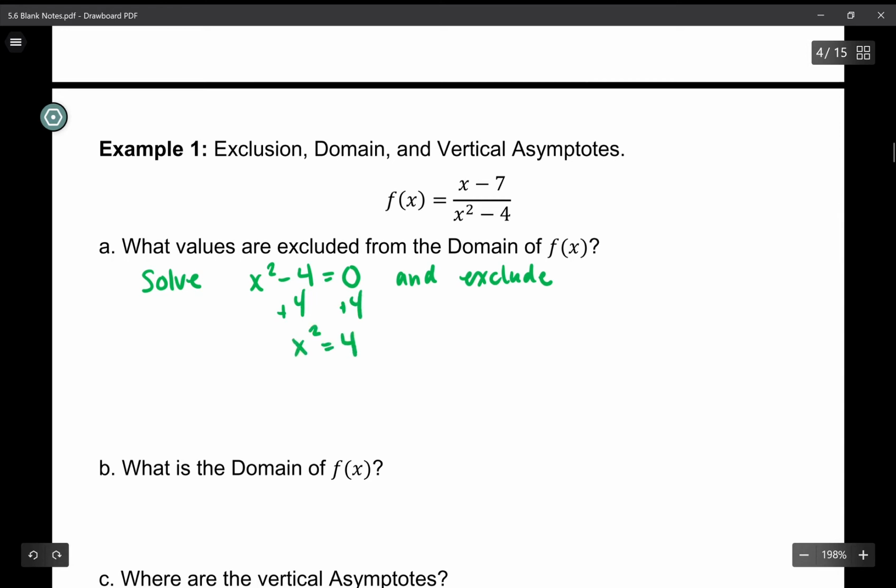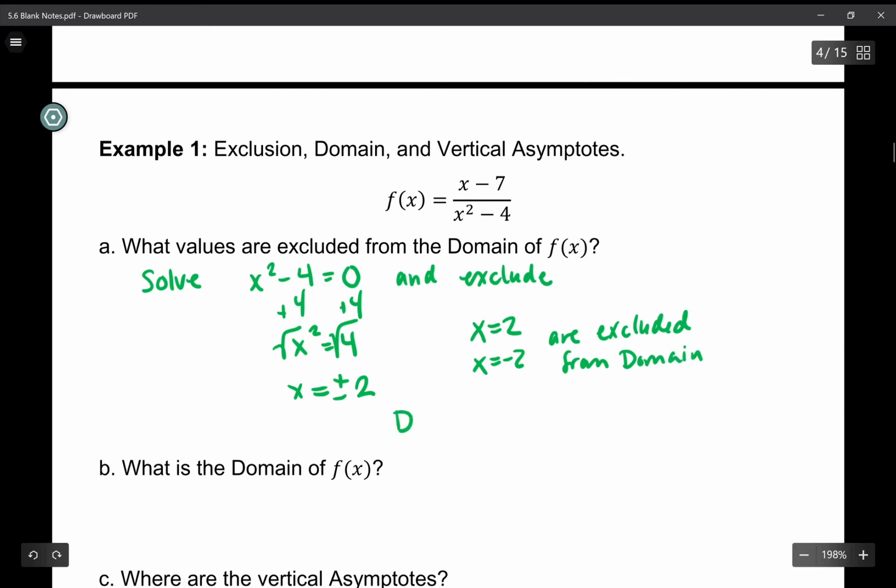And remember, the square root method only works when there's no linear term, no something times x term. Take the square root of each side. You get x equals the square root of 4, which is plus or minus 2. So those are the two values that are excluded from the domain. So x equals 2 is excluded, and x equals negative 2 is excluded. If we wanted to write down our domain in interval form, it'd be negative infinity to negative 2, not including it, union negative 2 to 2, don't include the endpoints, union 2 to infinity. That would be the domain of this function.